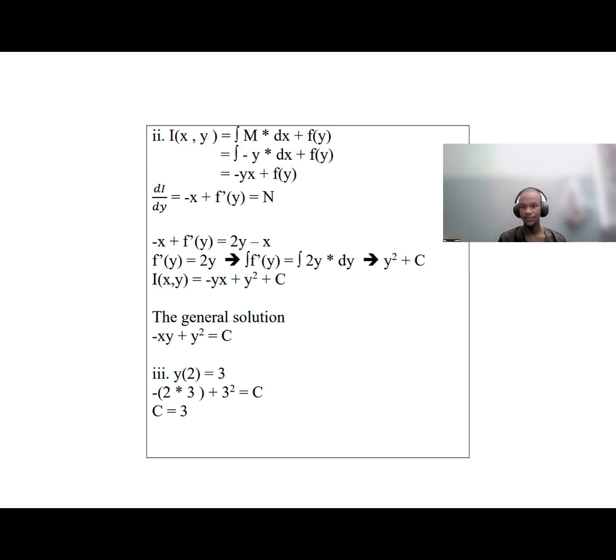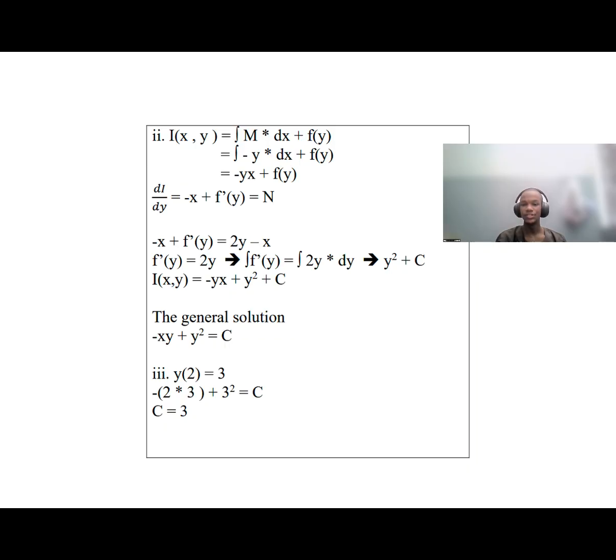Taking the partial derivative with respect to y, partial I over partial y equals -x plus f prime of y, and this must equal N. So -x plus f prime of y equals 2y minus x, which means f prime of y equals 2y. Integrating, f(y) equals y squared plus c. Therefore, I(x,y) equals negative xy plus y squared plus c. The general solution is negative xy plus y squared equals c.